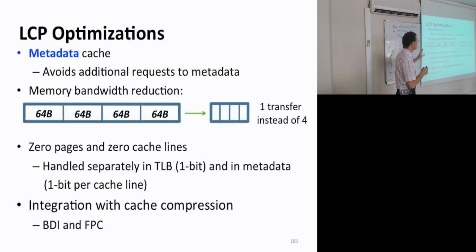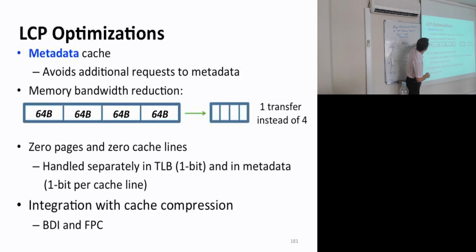So some optimizations. One important optimization is to have a metadata cache. Because whenever you access memory for a cache block, you don't want to access the metadata first, because that requires 2 memory requests, right? If you need to access the metadata to figure out whether the block is in the compressed part or actually in the exception storage, that requires 2 memory accesses. We don't want that. So we're going to have a metadata cache in the memory controller. And you can get away with a small one.